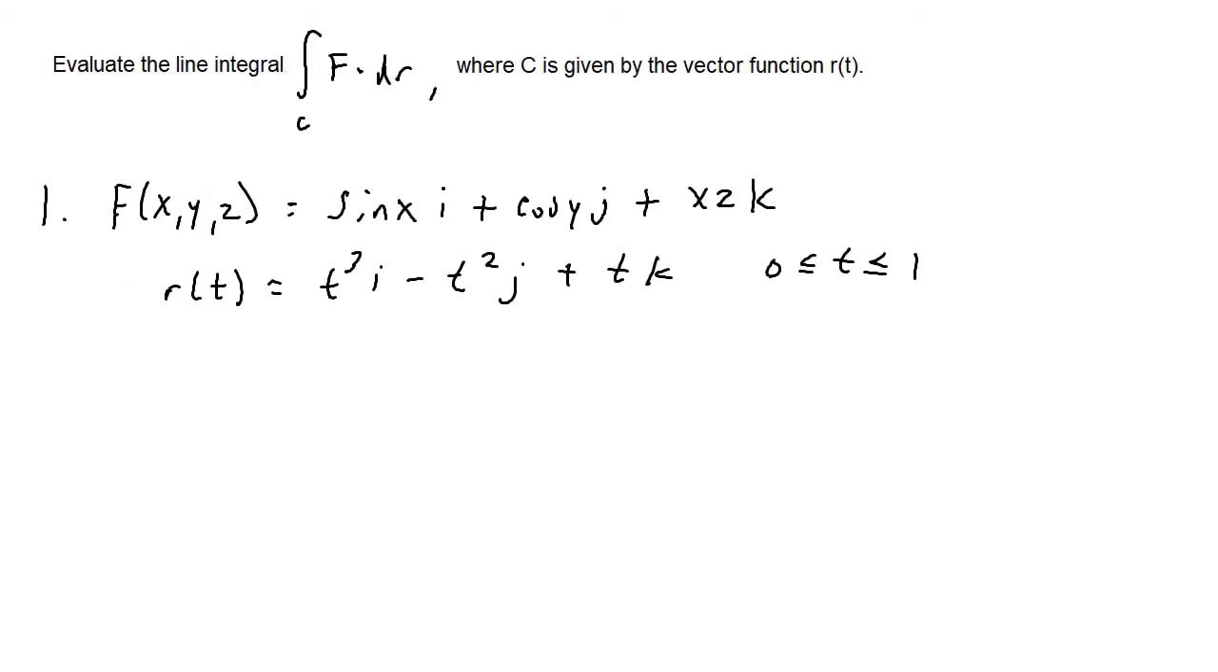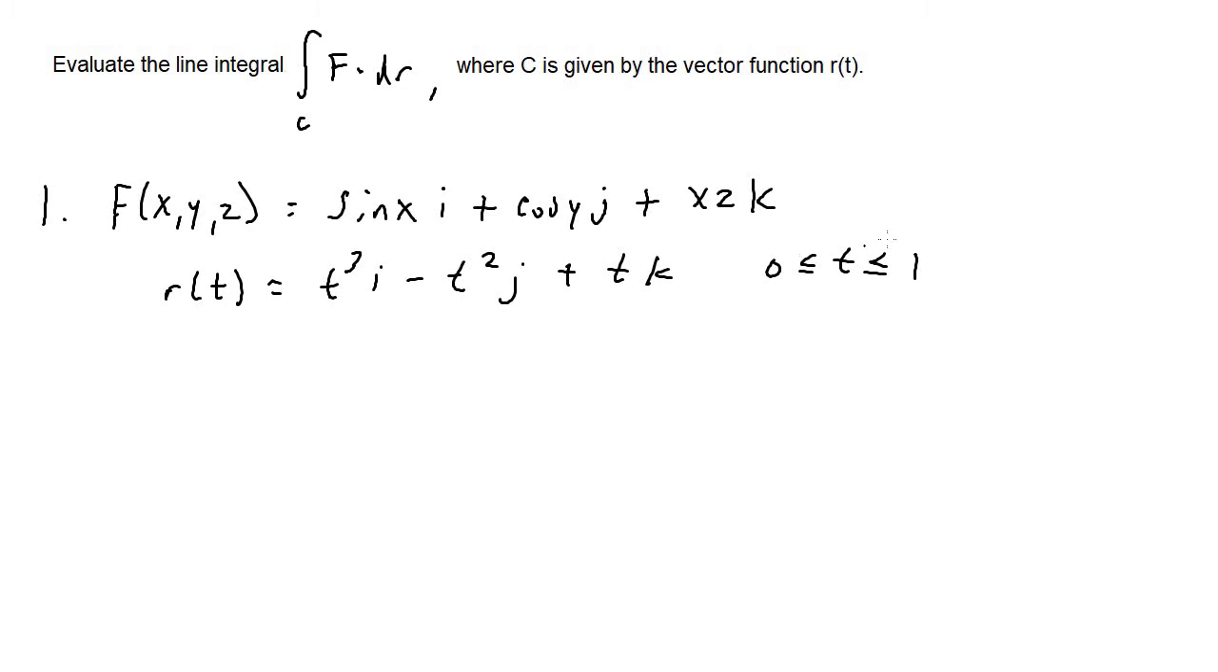So let's go ahead and evaluate the line integral along c of the dot product of f and dr, where c is given by the vector function r of t. So for number 1, we have f of x, y, z equals sine of x times i plus cosine y times j plus xz times k. And so the vector function r of t is going to be t cubed times i minus t squared j and then plus tk.